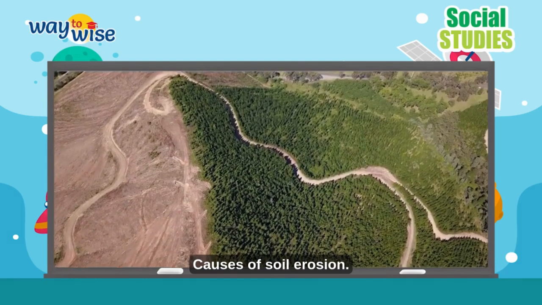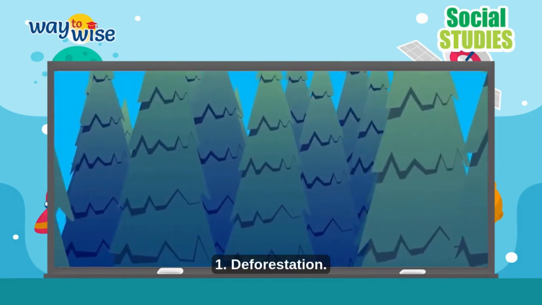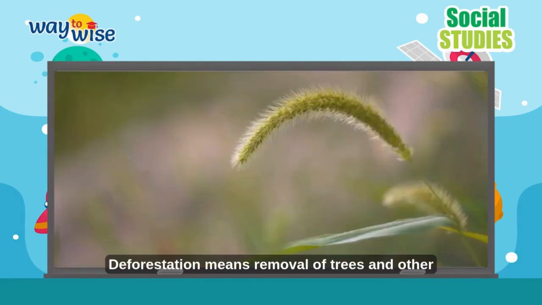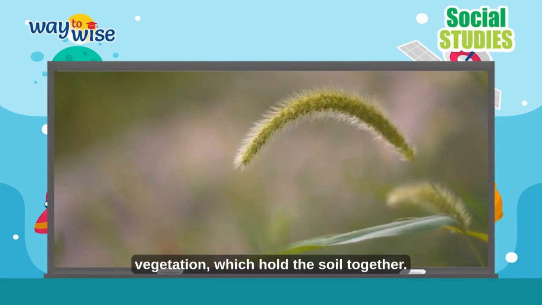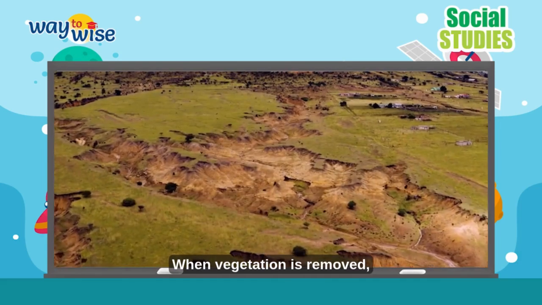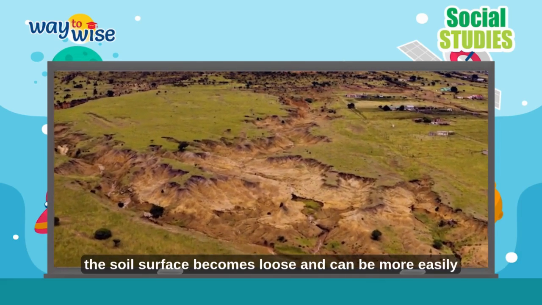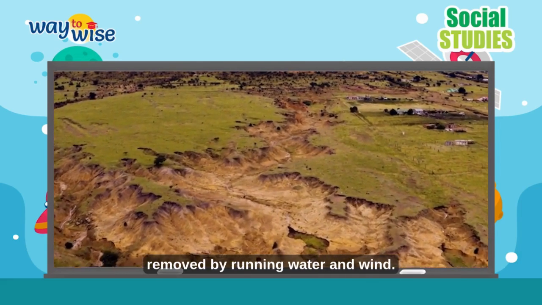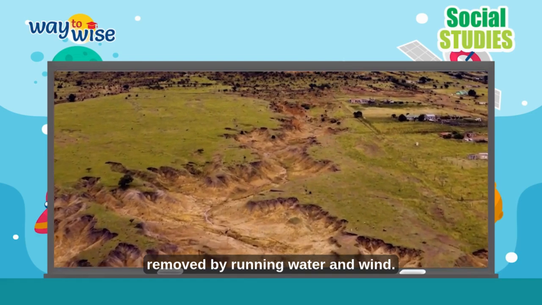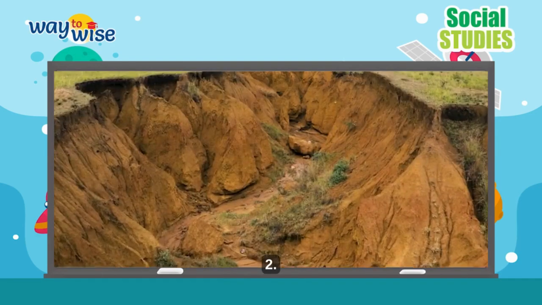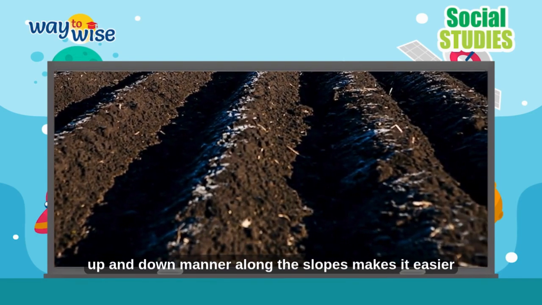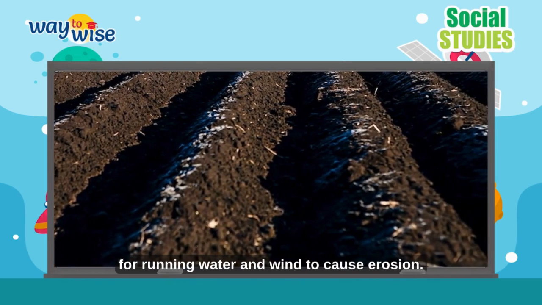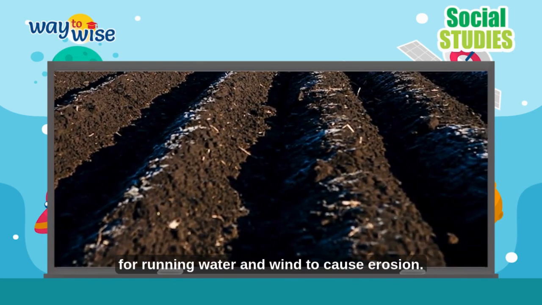Causes of soil erosion. 1. Deforestation. Deforestation means removal of trees and other vegetation, which hold the soil together. When vegetation is removed, the soil surface becomes loose and can be more easily removed by running water and wind. 2. Improper farming techniques. Plowing fields in the traditional up and down manner along the slopes makes it easier for running water and wind to cause erosion.